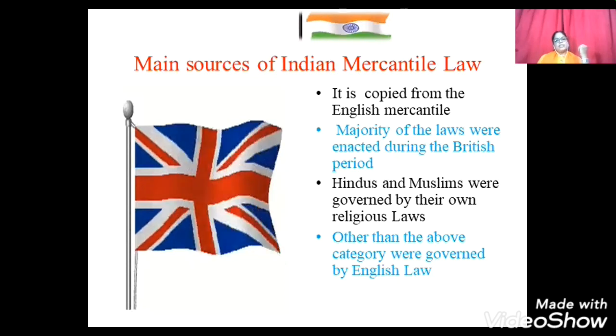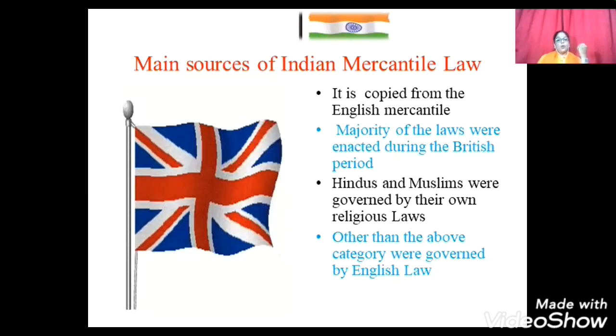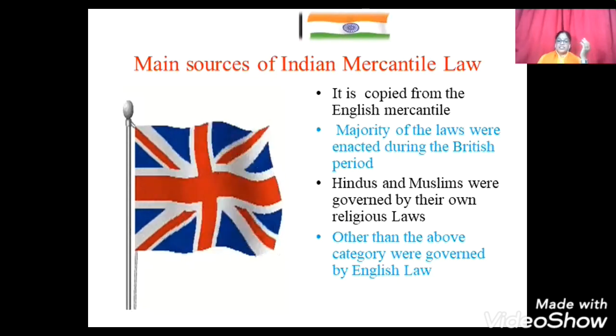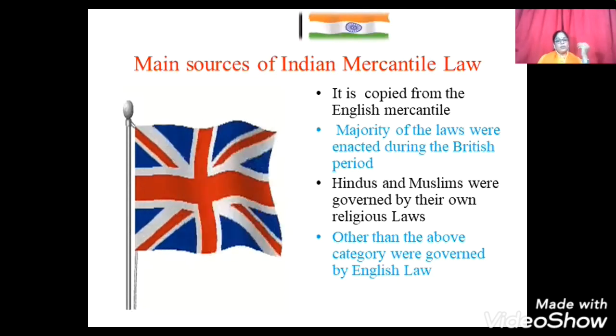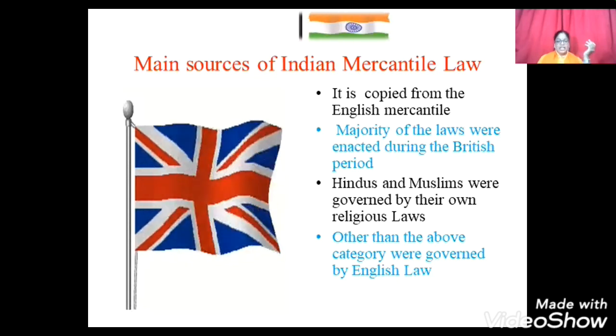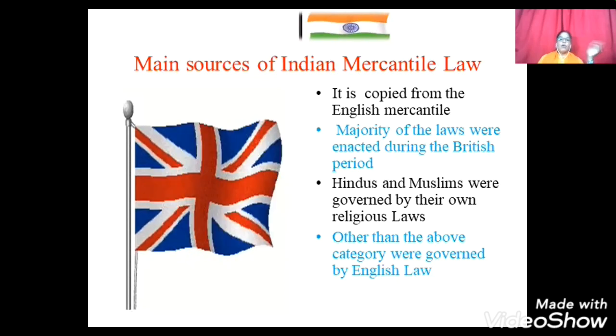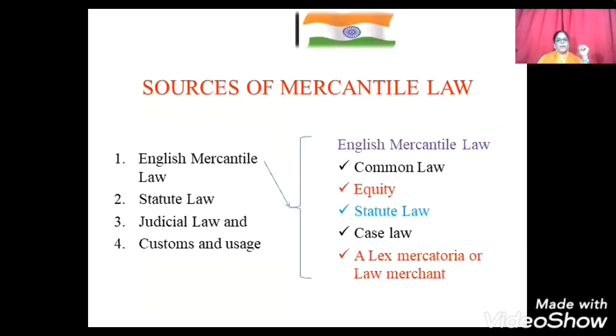So Hindus and Muslims were governed by their own religious laws. Yesterday we discussed the legal history of India. We discussed that in India, Hindus were ruled by the Hindu law, Muslims were ruled by the Mohammedan laws, and those who were not under the categories of Hindu law or Muslim law were governed by the English law.